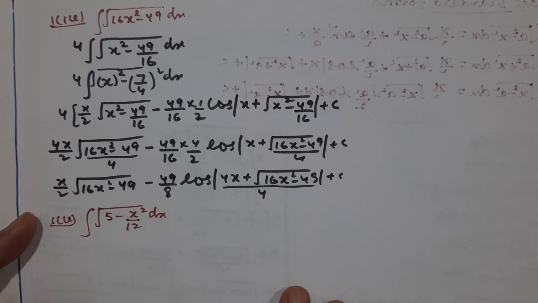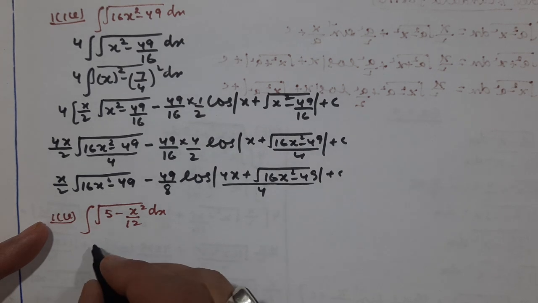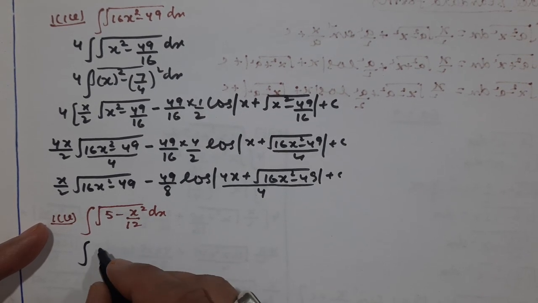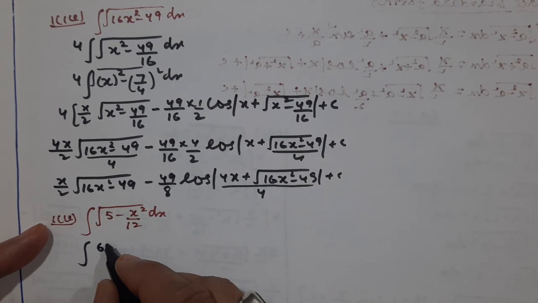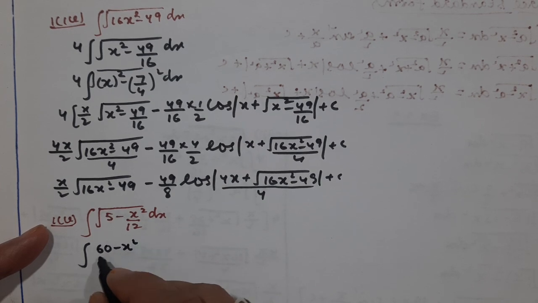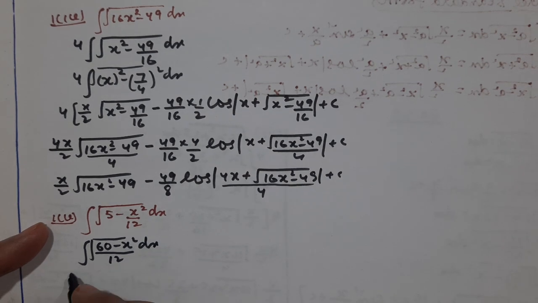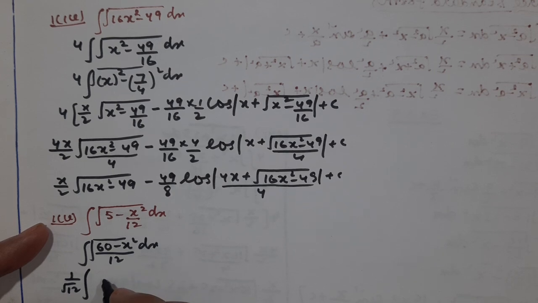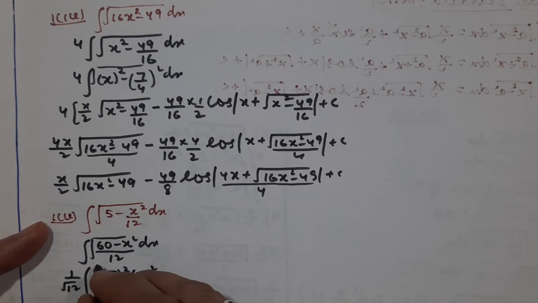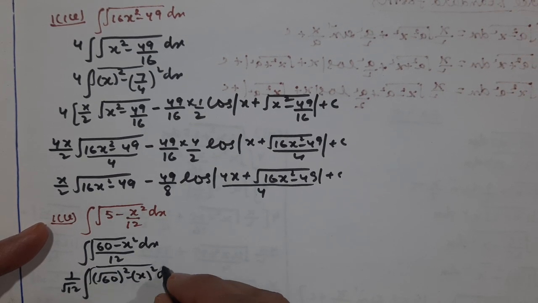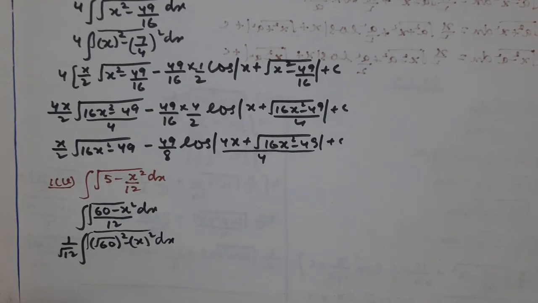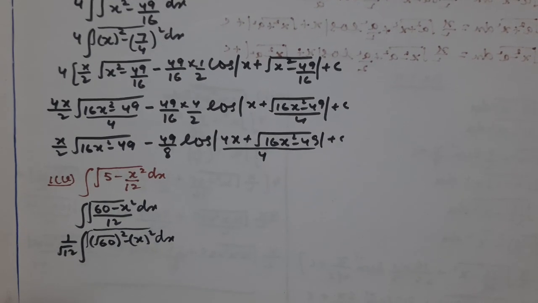Now the next part is under root 5 minus x square upon 12, students. Now first of all we take LCM. LCM is 60 minus x square upon 12 under the root dx. So taking common 1 upon root 12 outside, and root 60. Root 60 is not a perfect square, so we can write root 60 square minus x square under root, like this dx. Now here we shall use the formula of under root a square minus x square.